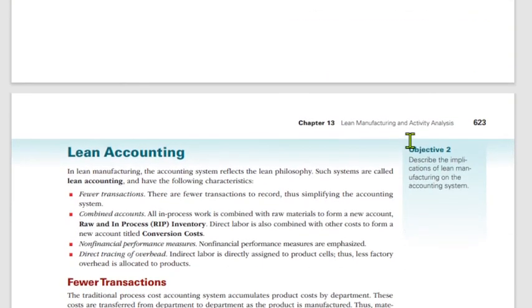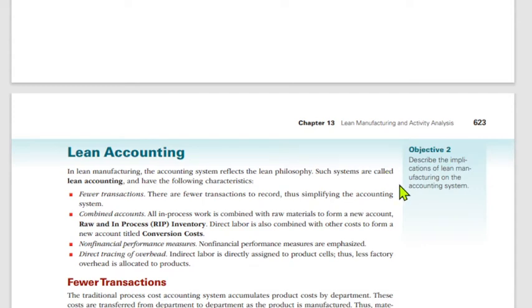Okay, let's proceed with the concept of, kasi ang kailangan maintindihan mo on lean manufacturing is the lean principles and then the lean accounting. So, paano ina-apply yung principles in lean manufacturing dun sa mismong pag-account natin ng mga account titles and transactions and financial transactions. So, in lean manufacturing, the accounting system reflects the lean philosophy. Ano ba yung lean philosophy? High quality and low cost.